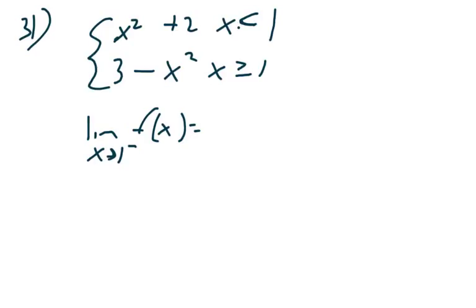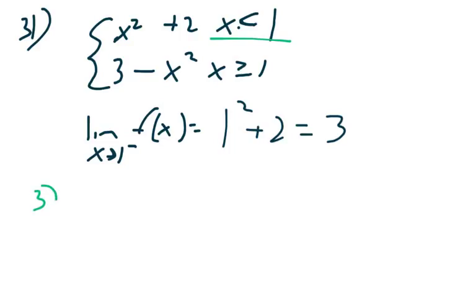Alright, for problem number 1, we're looking at the limit as x approaches 1 from the left. Because it's from the left, I'm going to use this one. So once again, I have 1 squared plus 2, which equals 3.